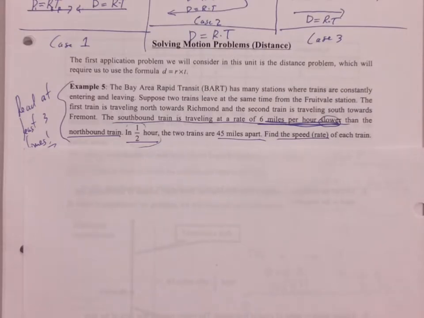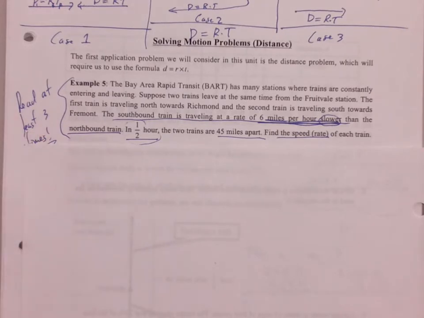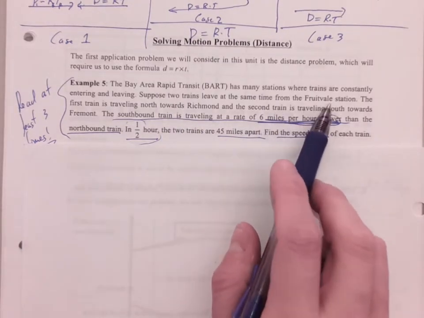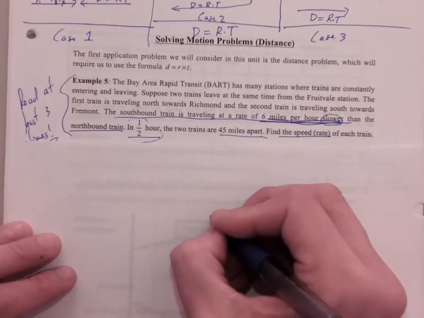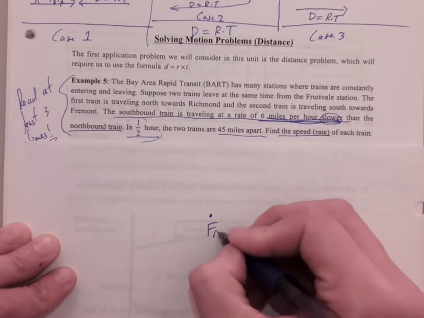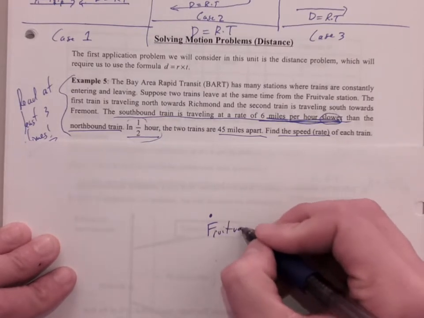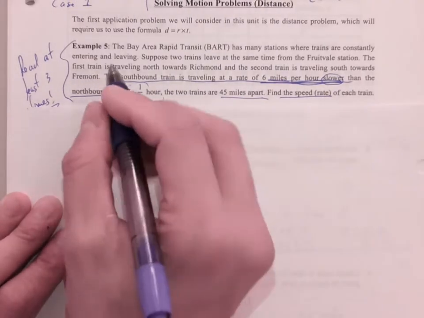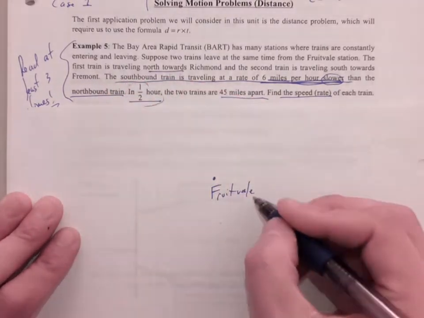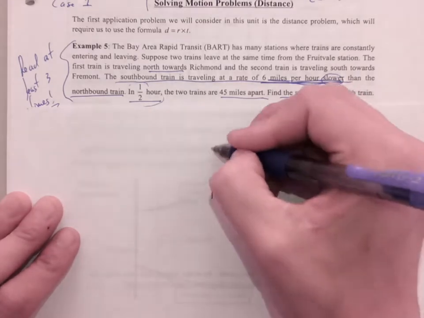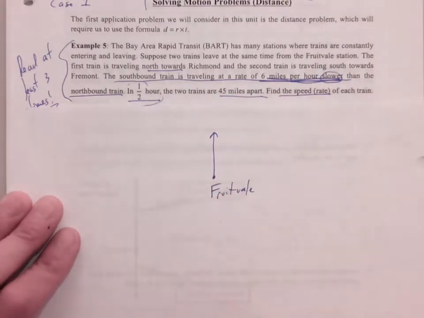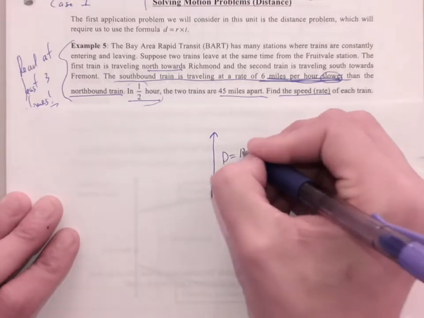So what's happening? I have a couple of BART trains. What are they doing? Are they going towards each other, or away from each other? They're leaving at the same time from Fruitvale Station, so the center would be Fruitvale. I'm going to draw a picture because that's important for me. So here's Fruitvale. The first train is heading north towards Richmond, so I'm going to have one going upwards here. And look, I have a path, so that gets a D equals RT automatically.